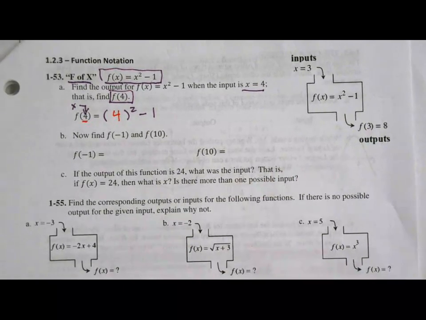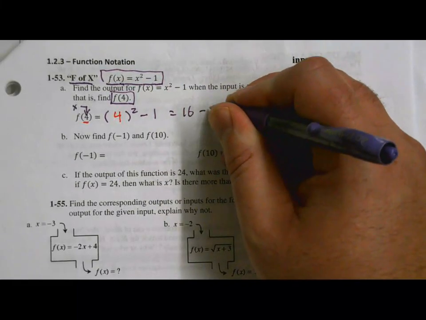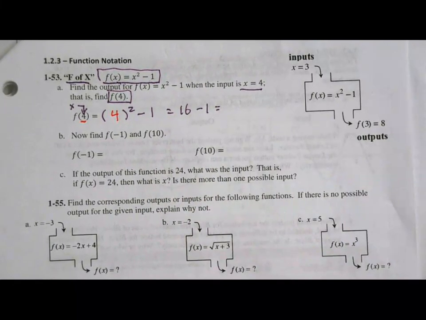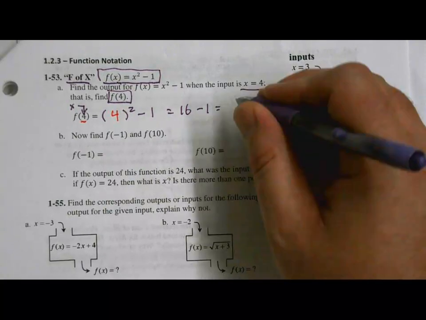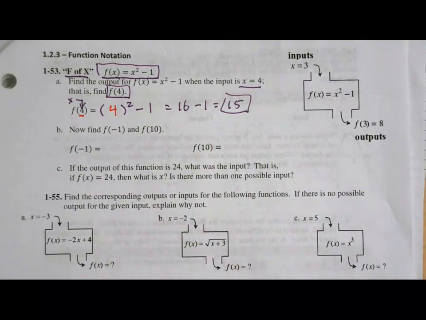Let's do it. You guys know what 4 squared is? 16, and then there's a minus 1 at the end. 16 minus 1 is 15. That's it. So if I asked you the question, what is f of 4, you all would say 15.